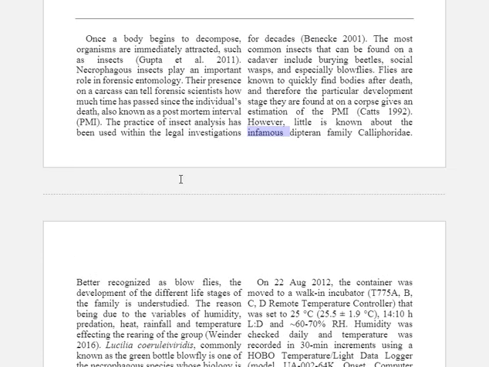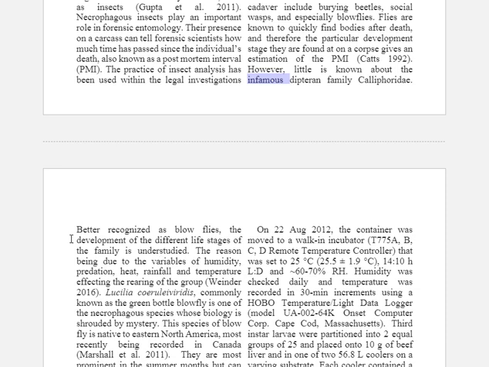Native. Good. You're talking about Lucilia corvidus here. You're going on. Better recognized as blowflies, better known as blowflies would be a better way of saying that. The development of the different life stages of the family is understudied. Well, not necessarily of the family. Whenever you say a phrase like this, saying it's understudied or, you know, here is a fact, prove it. So you need to prove that phrase.